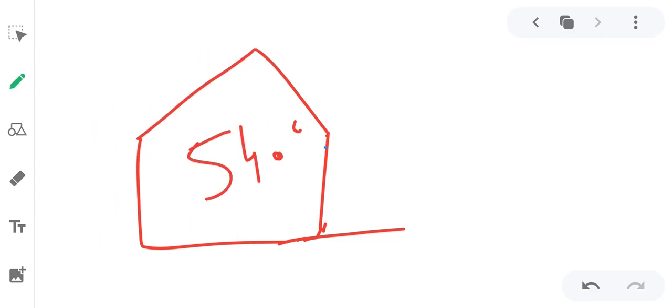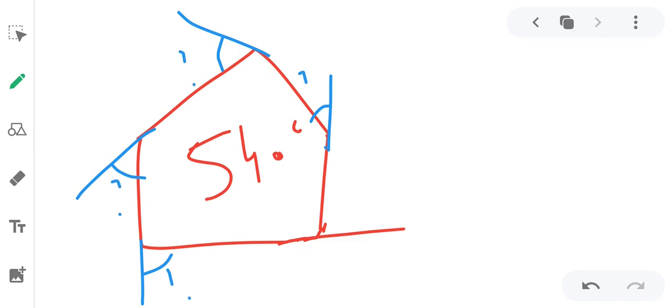This is another external angle. This is another external angle, and this is another external angle. So we have to find out the sum of the external angles of a polygon.